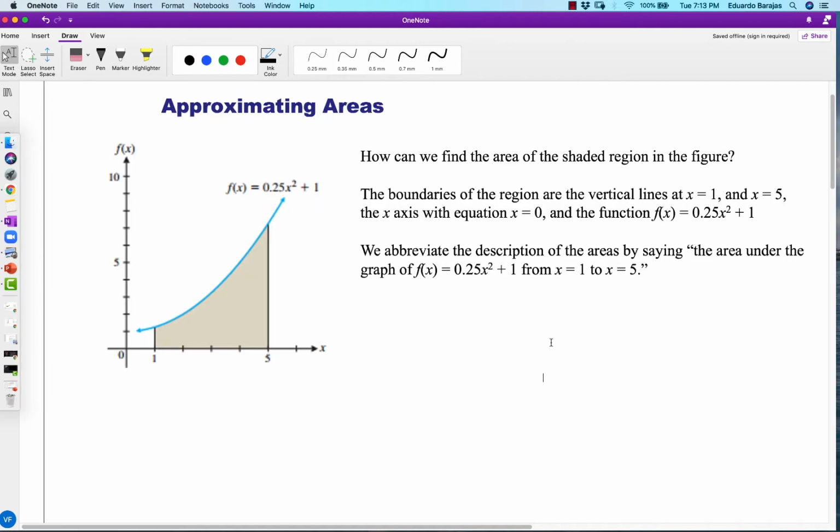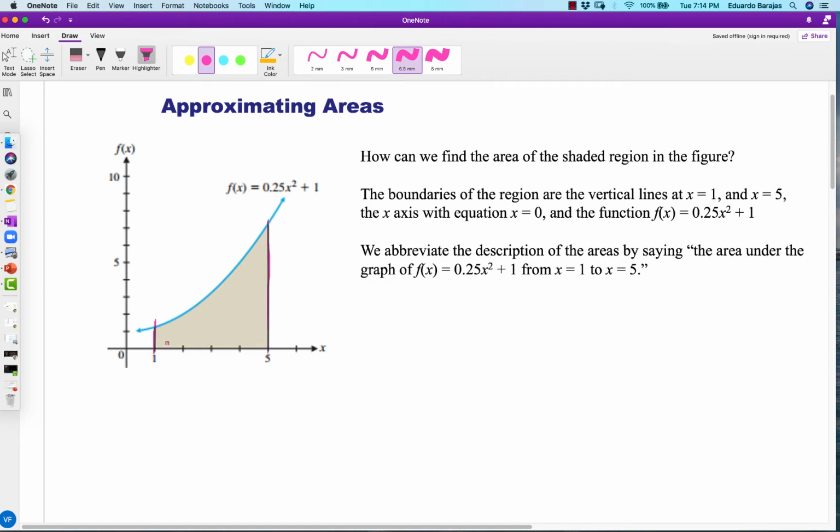Approximating areas. Let's say that we are interested in figuring out this brown area over here in this picture. The boundaries of the region are the vertical lines x equals 1, that would be this one, and x equals 5, that would be this one over here. Let me highlight them. That would be x equals 1 over here, and then this one over here, which is the line x equals 5.